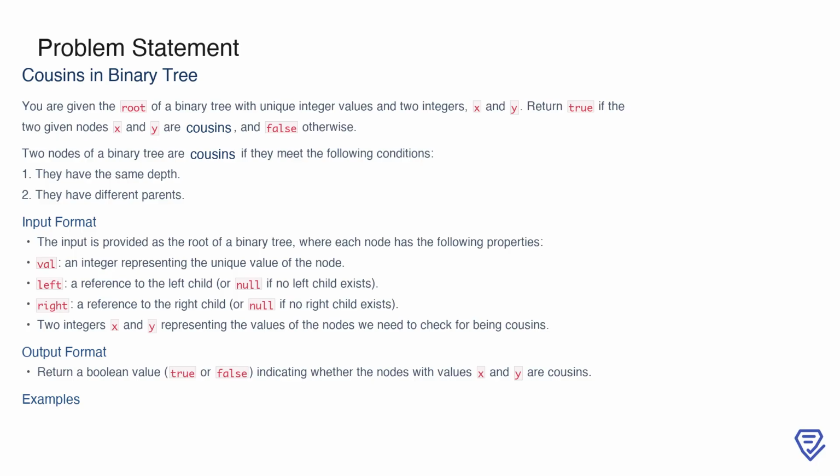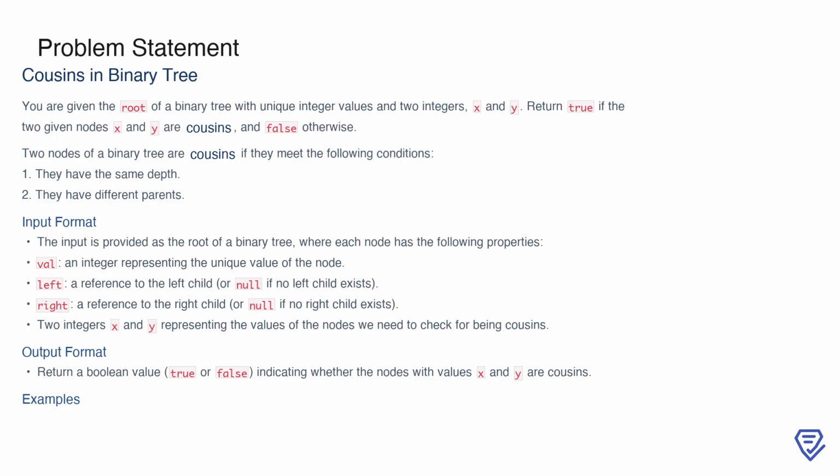To do this, you're given the root of a binary tree, which contains unique integer values, and two specific integers, x and y. The goal is to return true if the nodes corresponding to these values are cousins and false otherwise. Now, what does it mean for two nodes to be cousins? First, they must be at the same depth in the tree, meaning they are on the same level. Second, they must have different parents, meaning they are not siblings.